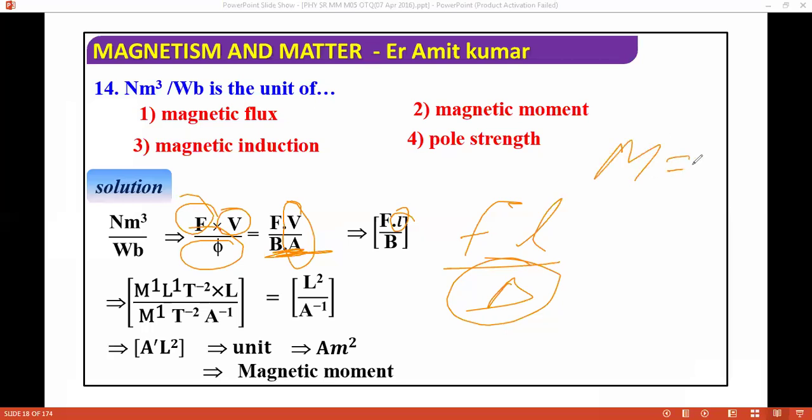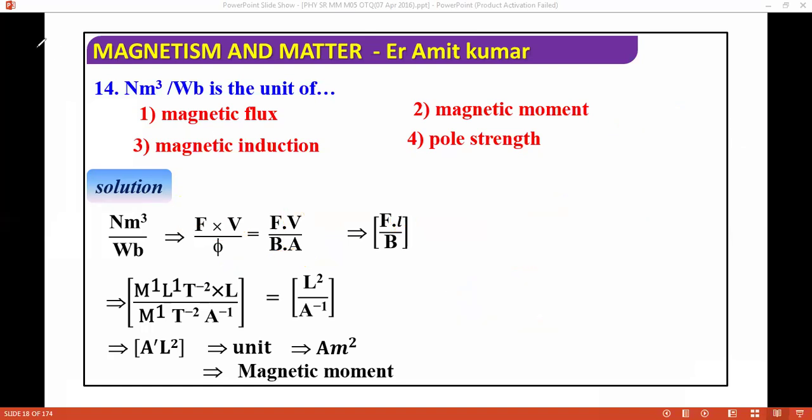Another formula for magnetic moment is I into A. So this is ampere, and this is meter square. If you understood the question, you can do this question easily. Very easy to do. And next question, we are moving ahead.